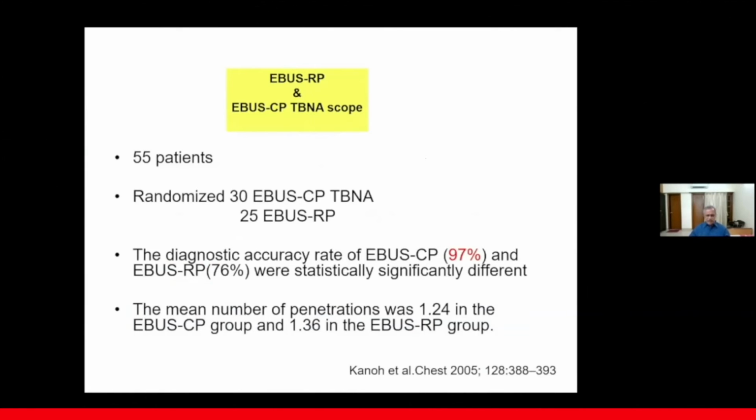So in 55 patients, the EBUS-RP was compared with EBUS-TBNA scope, 55 patients randomized, 30 EBUS-TBNAs and 25 EBUS-RPs. The diagnostic accuracy of the convex probe was 97%, as against the radial probe of 76%. It was statistically significantly different. The mean number of penetrations was 1.24 in the EBUS-CP group and 1.36 in the EBUS-RP group, which means the superiority of the EBUS-CP is very, very clearly seen from this slide.